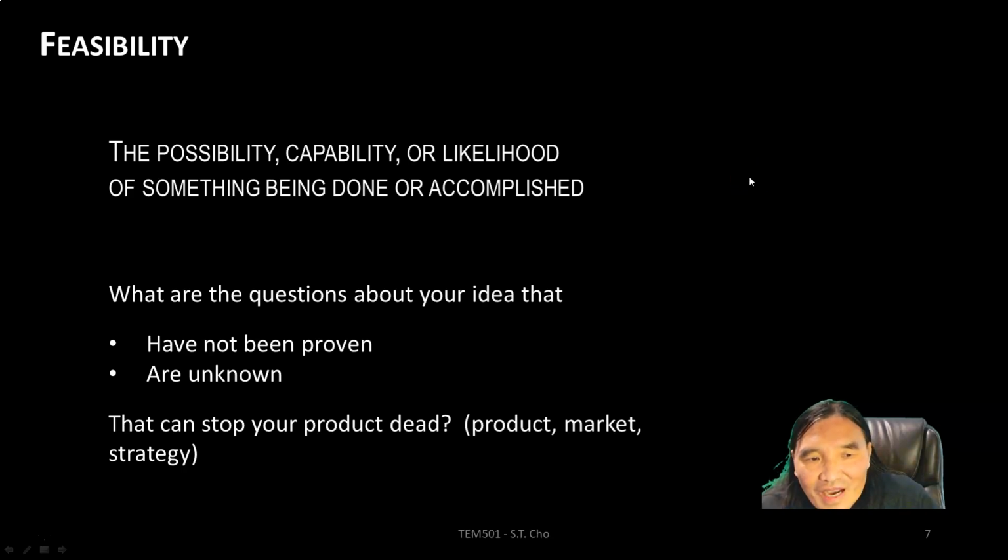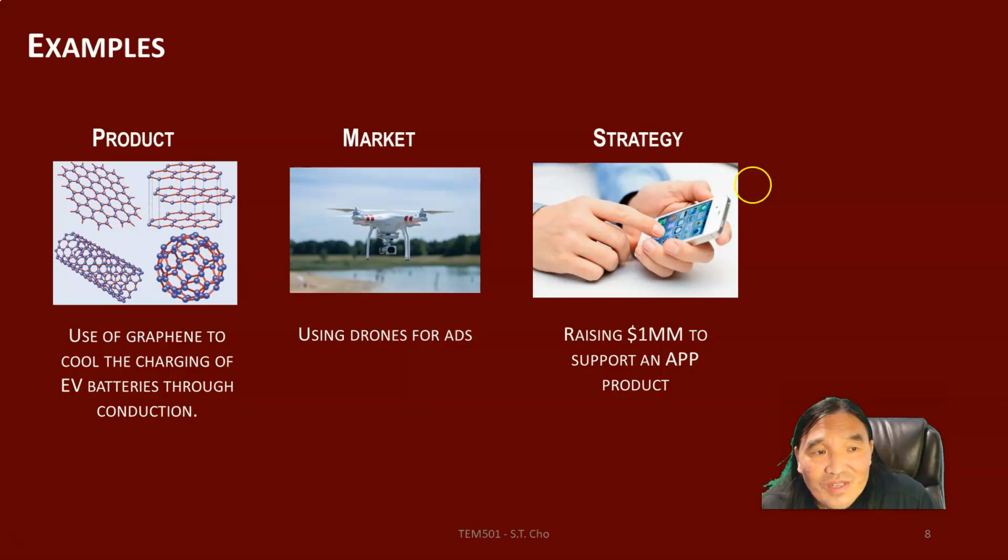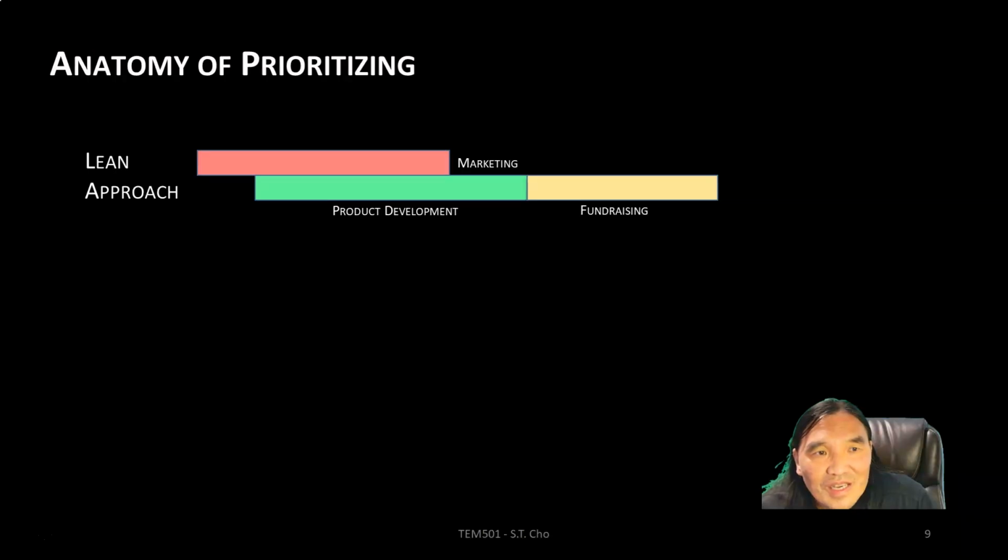Feasibility we've talked about. What's unknown about your idea? And you have to do it for marketing too. So an example of a product is the use of graphene to charge EV batteries, a market is using drones for ads, and a strategy is raising $1 million to support an app product.